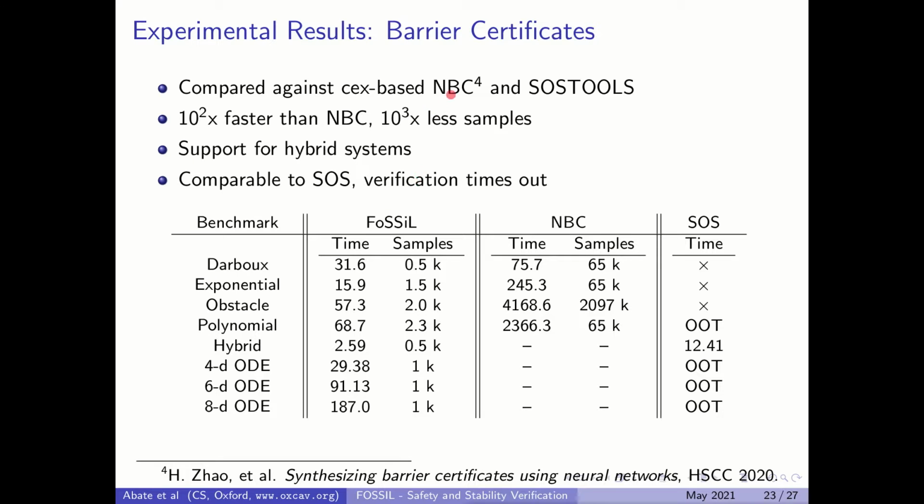As before, we compare against another counterexample-based method and find that Fossil is up to 100 times faster than this procedure, but interestingly, it also uses up to 1,000 times fewer samples. This can be attributed firstly to our enhanced CGIS loop, which improves the robustness of the procedure, but also the power of our loss function training the network, which enables it to generalize well and learn quickly. Once again, we compare to sum of squares methods, and from a synthesis approach again, we are comparable, but as before, the verification procedure for sum of squares can time out.